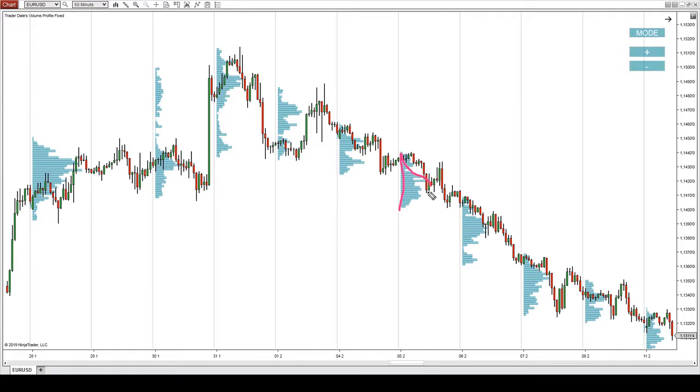So the next profile, a D-shaped profile, temporary balance between buyers and sellers. The next day the point of control shifts downwards, but still there's a D-shaped profile. But you can see that the volumes are moving lower. And this indicates that the fair price value the market participants see is shifting downwards.